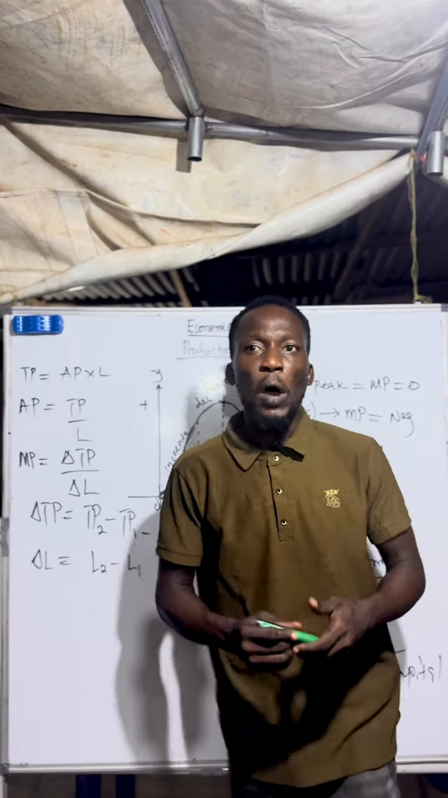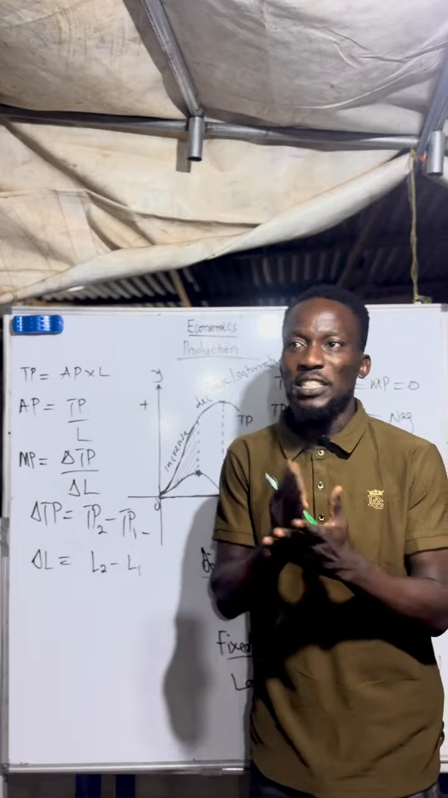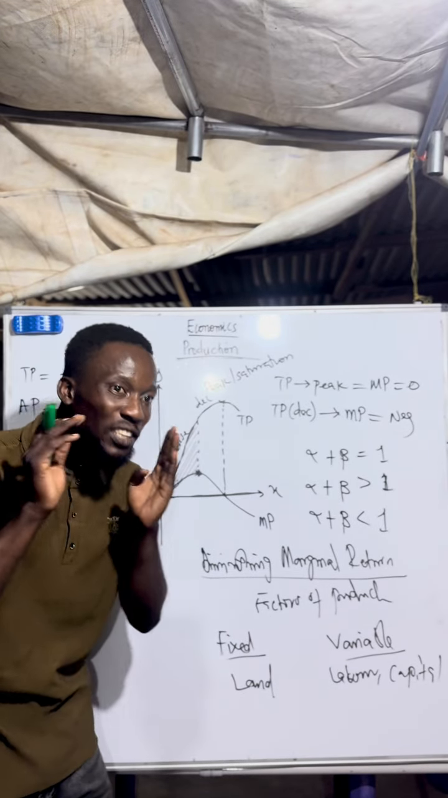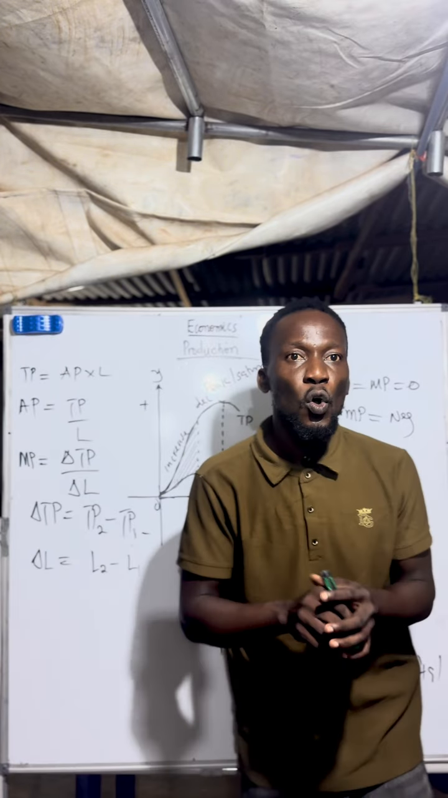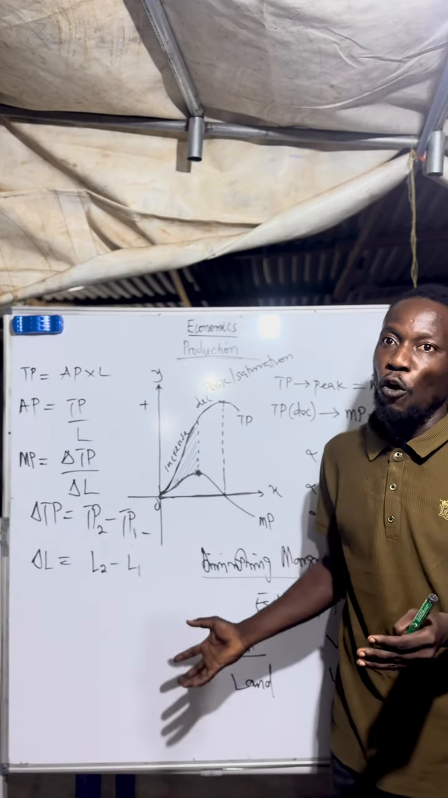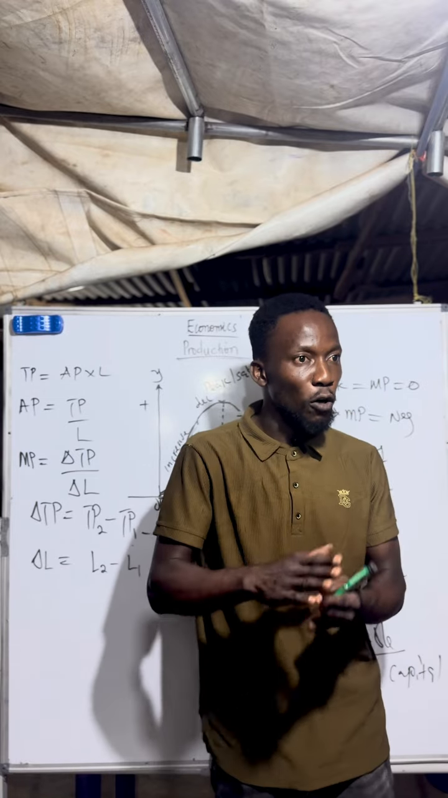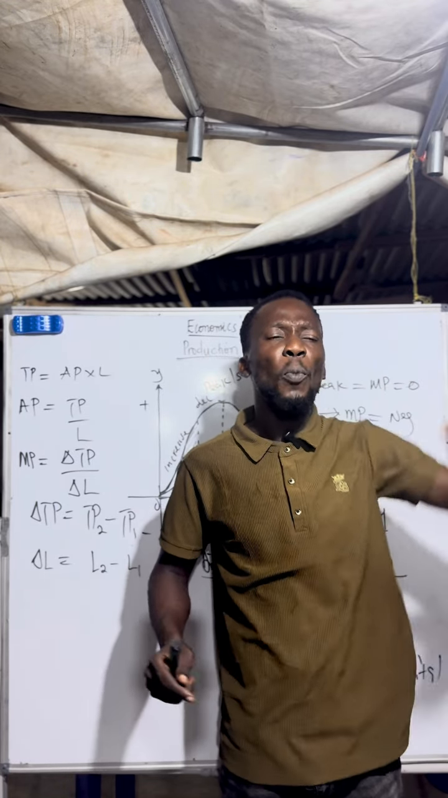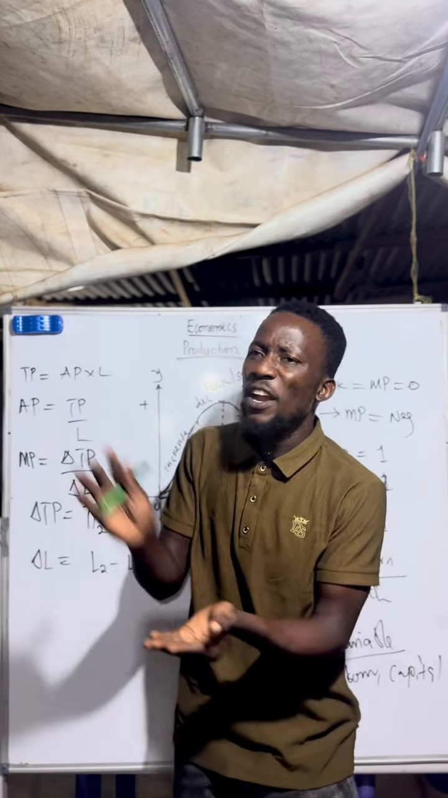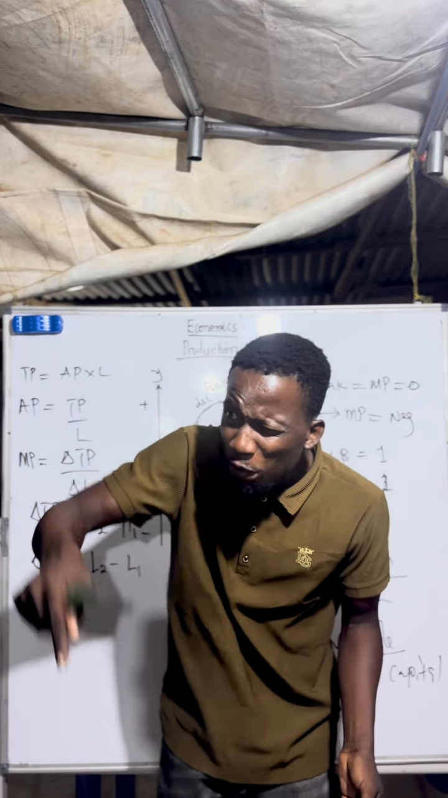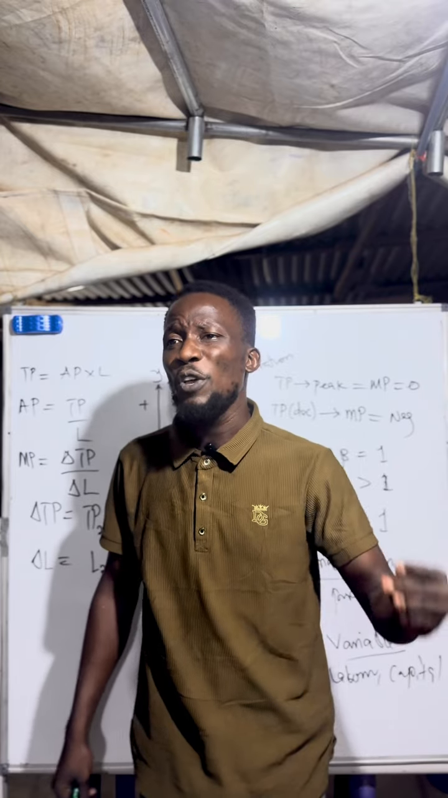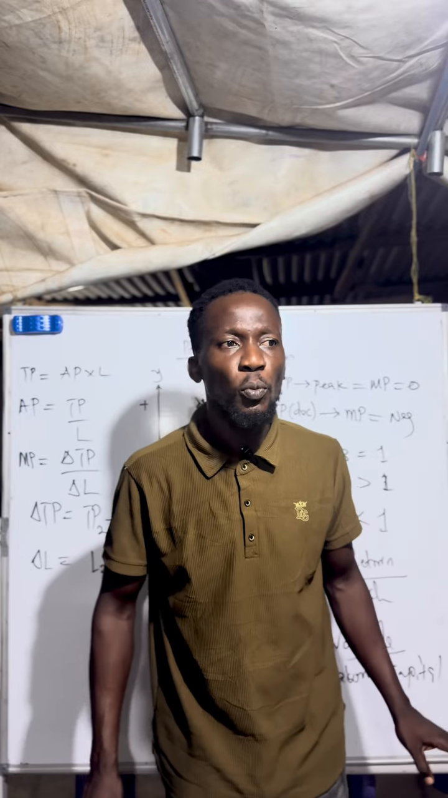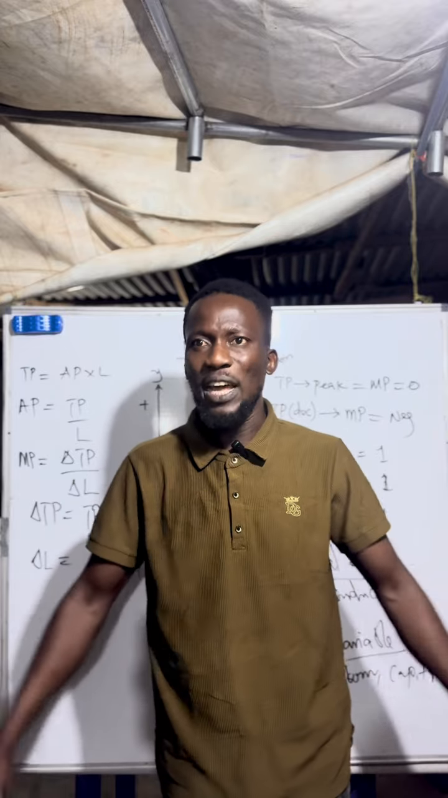Now, for the law of variable proportion, the law says that at first, when you add variable factor of production to fixed factor of production, output will increase. But if you keep adding variable factor to that same fixed factor of production, output will eventually decrease. I don't want to speak too much English. You can read any textbook to understand what I've just said.